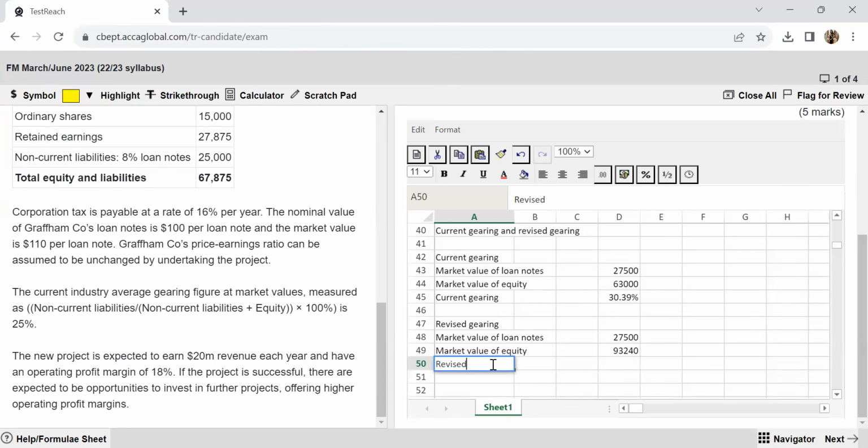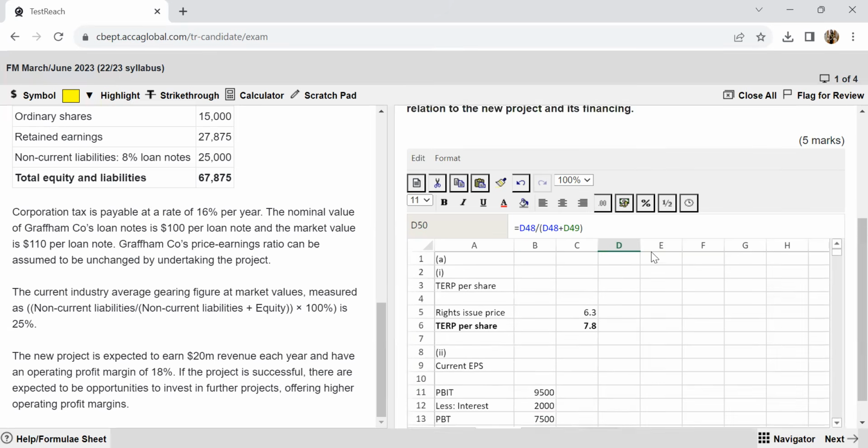So my revised gearing will come out to be, again using the same formula, non-current liabilities divided by non-current liabilities plus the equity, and then converting it to the percentage format. So with this, I can see that on a rights issue, my gearing will reduce and it will come even below the current industry average gearing figure. So with this, we have finished part 4 also.